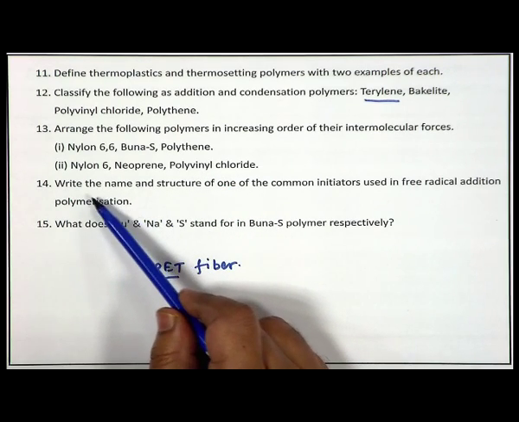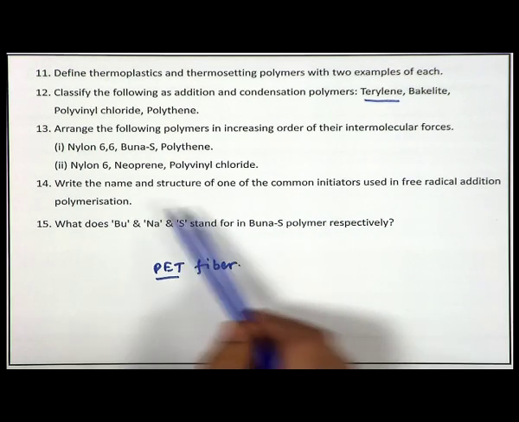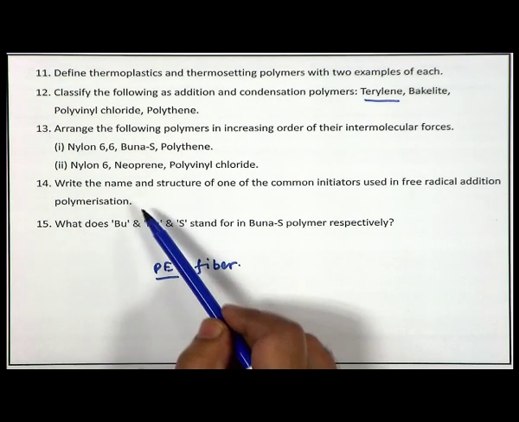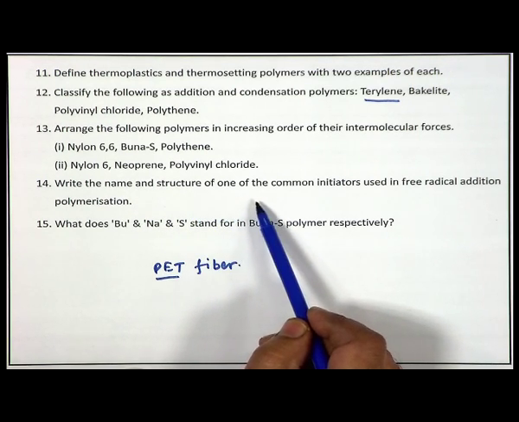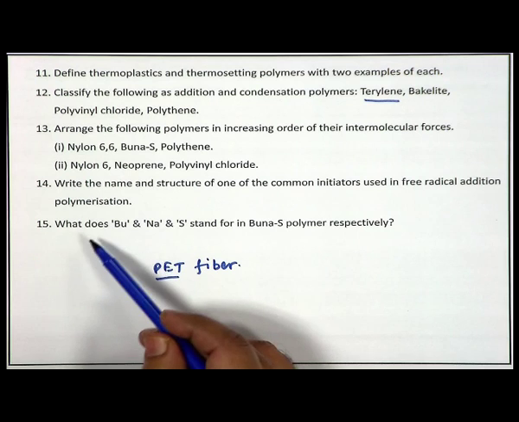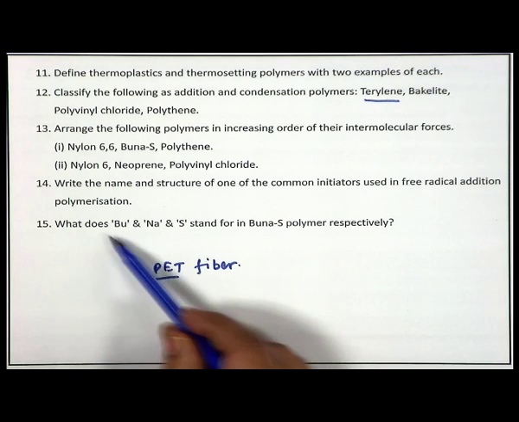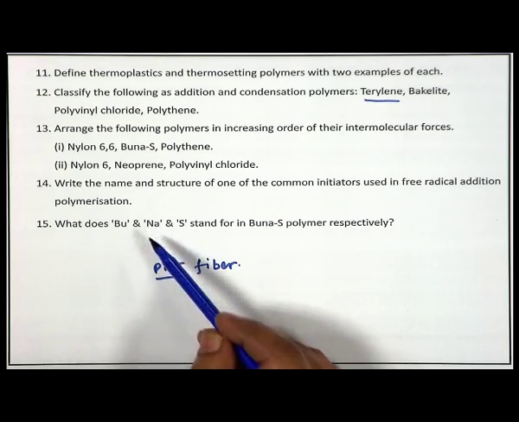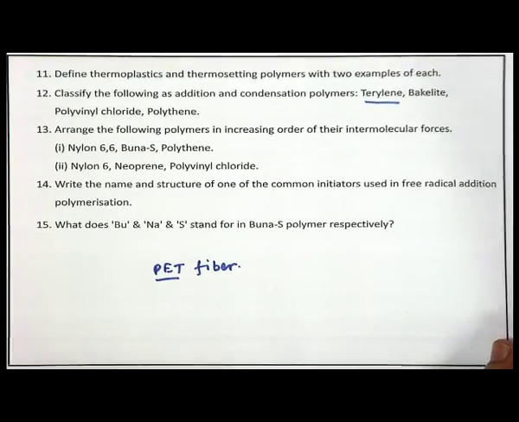Write the name and structure of one of the common initiators in the free radical polymerization. We discussed in last class benzoyl peroxide, tertiary butyl peroxide or say AIBN, azobisisobutyronitrile. So, those are the commonly used initiators in radical polymerization. What do Bu and Na in Buna S stand for? Buna S polymer: S for styrene, Bu for butadiene, 1,3-butadiene, and Na is for sodium, because sodium is used to bring about the polymerization.